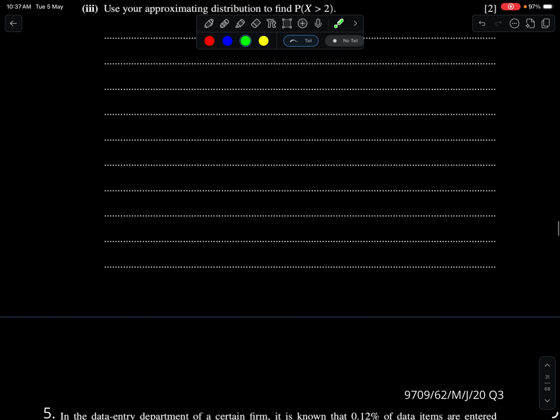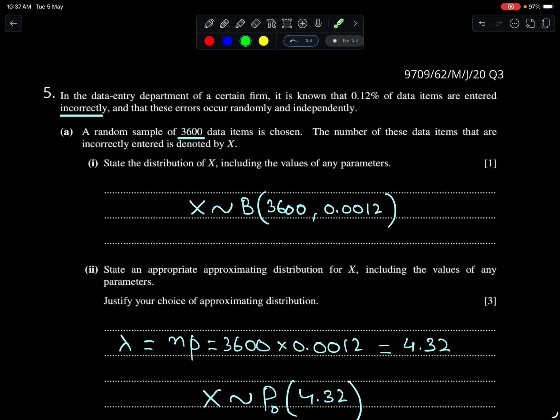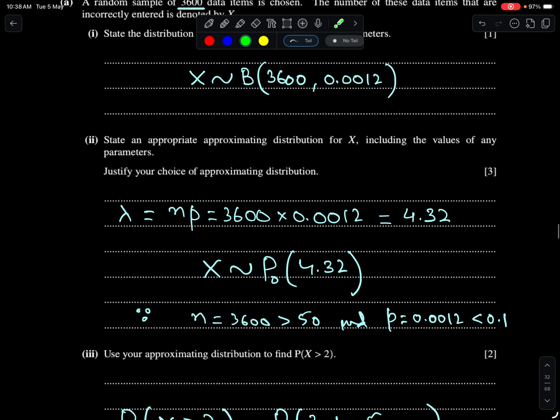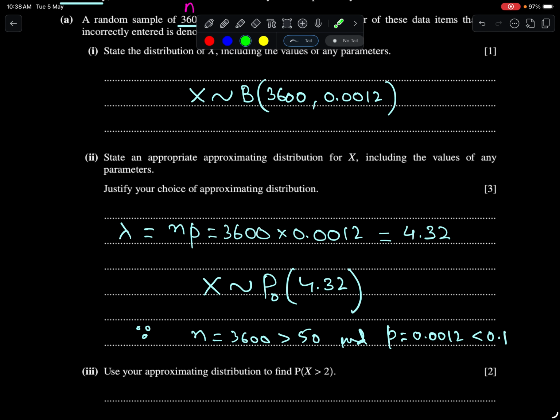Here is the question. In the data entry department of a certain firm, it is known that 0.12% of data items are entered incorrectly. So this is p of the binomial. A random sample of 3600 data items is chosen, and this is n. The number of these data items that are incorrectly entered is denoted by X. State the distribution of X. X is binomial with parameters n and p. State an appropriate approximating distribution.